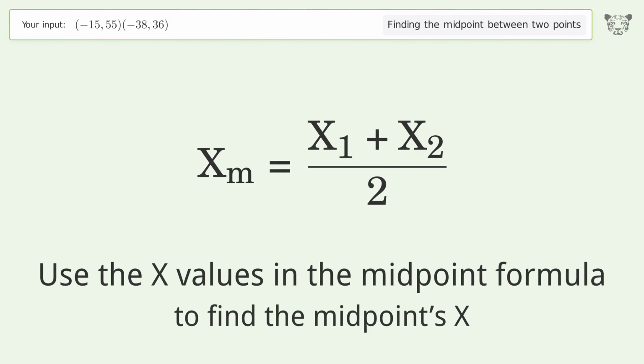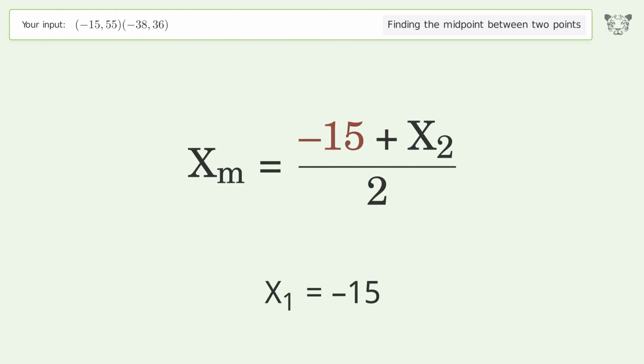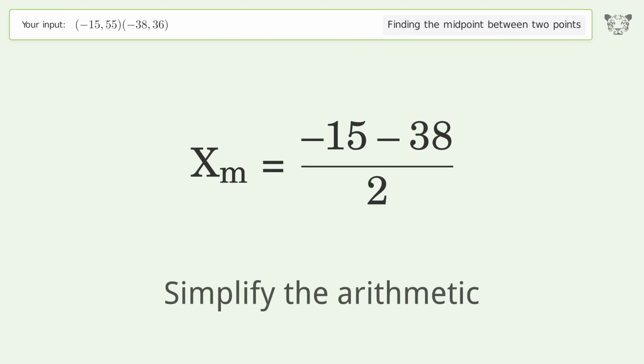Use the x values in the midpoint formula to find the midpoint's x. x1 equals negative 15. x2 equals negative 38. Simplify the arithmetic.